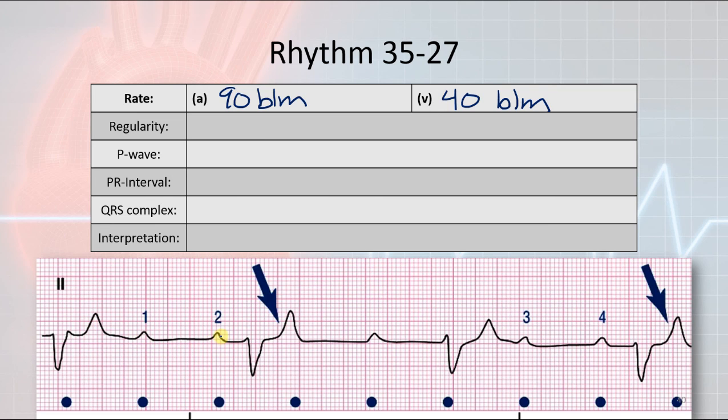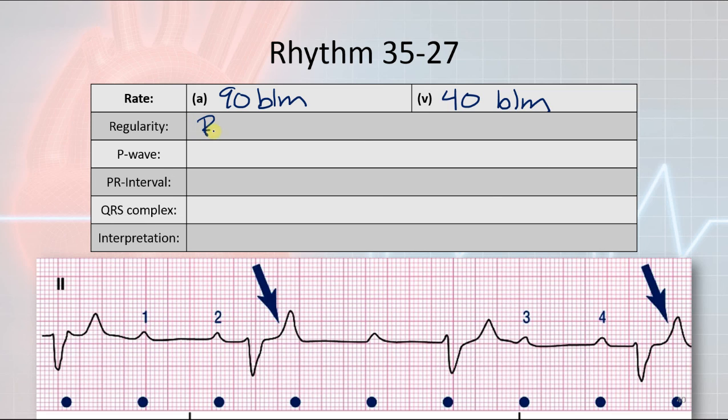So I would be able to march out if these are the normal P to P interval. If I use my calipers, it would fall right here. Then if it would fall right here, and then, oh, look at that, there's one right there, and then we move over, and there'd be one there, there, and there'd be one buried in that T wave.